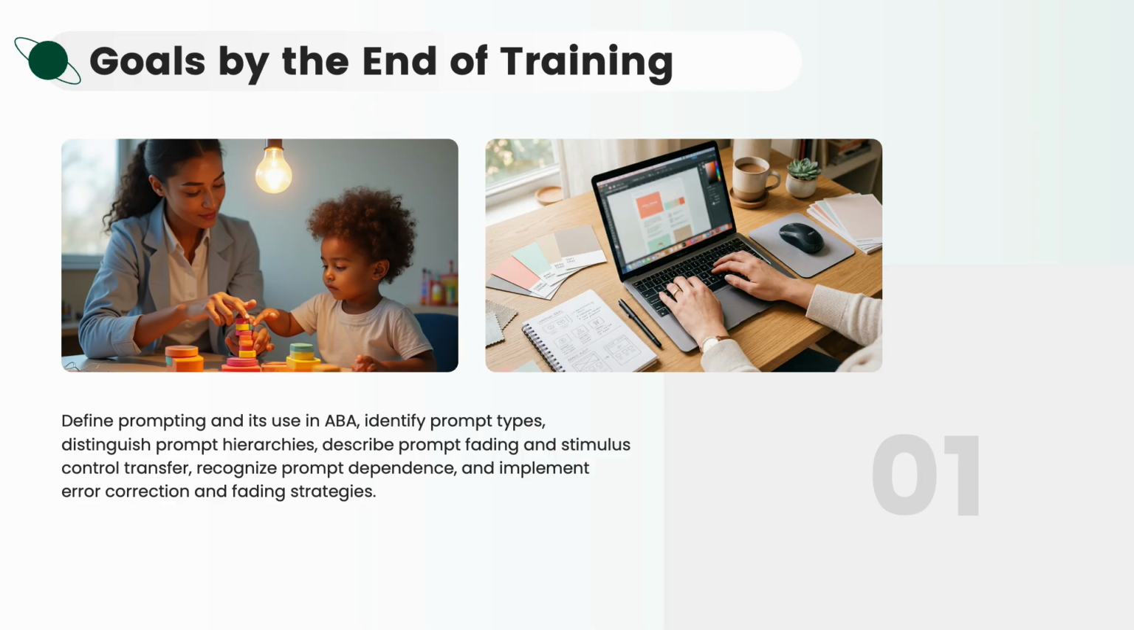Finally, you'll be expected to implement basic error correction and prompt fading strategies in a way that aligns with the treatment plan. This means responding appropriately when a learner makes an error and using prompting in a way that supports learning, not just getting the correct answer in the moment. Overall, by the end of this training, the expectation is that you're not just going to use prompts, you're using them intentionally, systematically, and with the goal of independence in mind. That's really what separates a technician who is just following steps from one who is practicing at a high level.